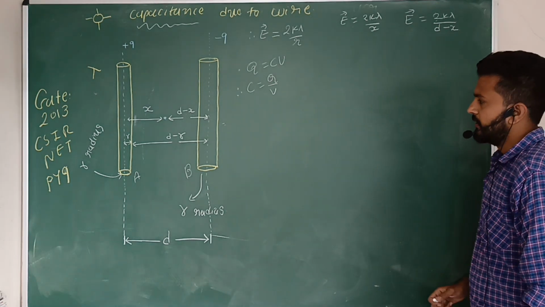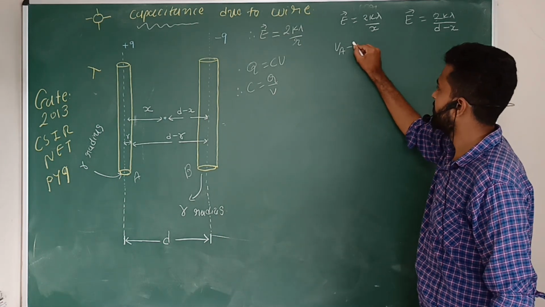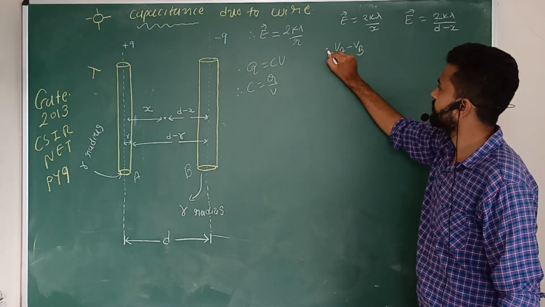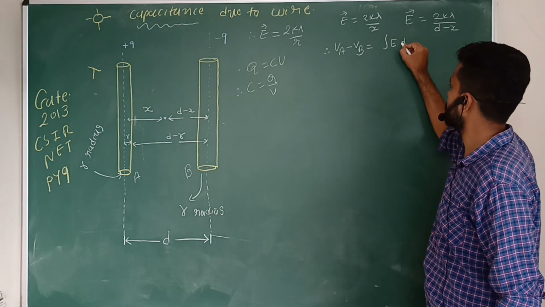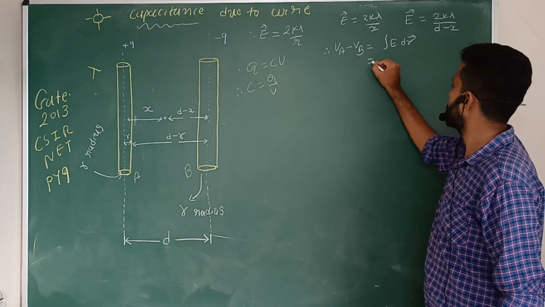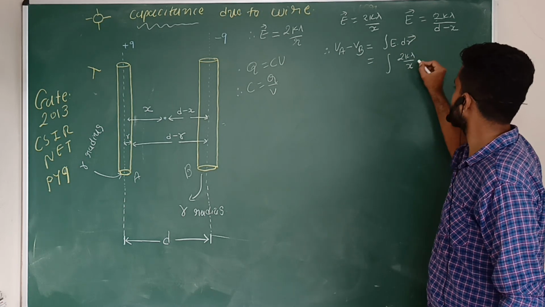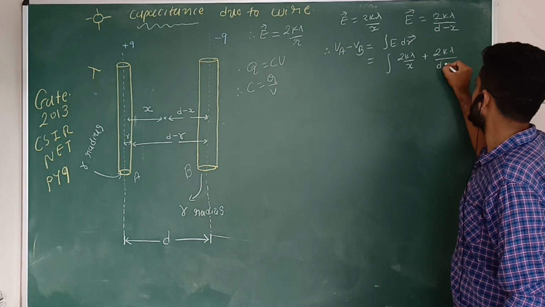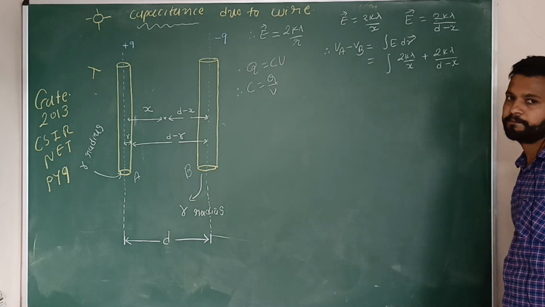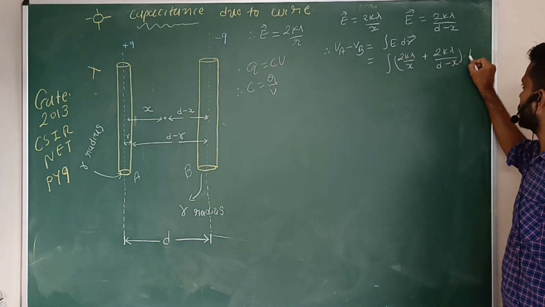And the potential difference will be what? We can write VA minus VB is equal to the integration of E dl, and it will be 2kλ upon x plus 2kλ upon d minus x. So now I think this is clear to all of you.